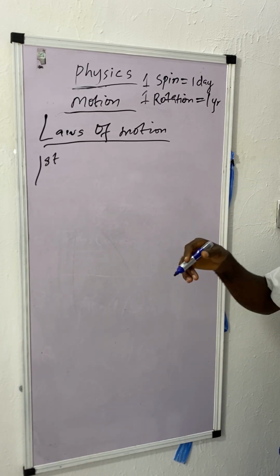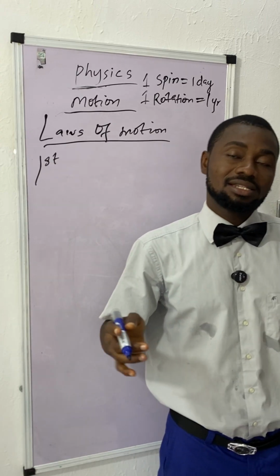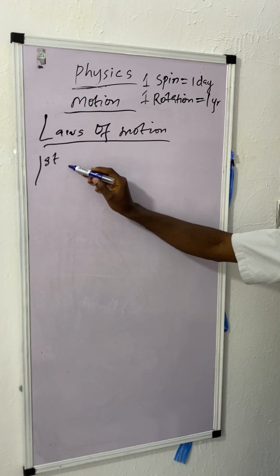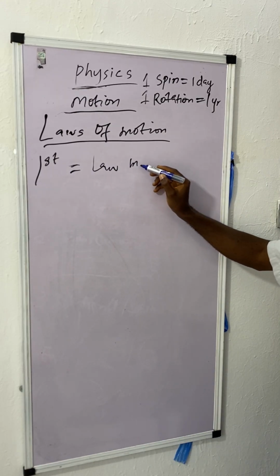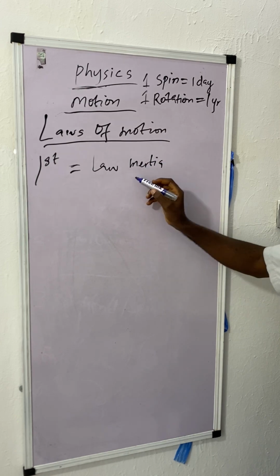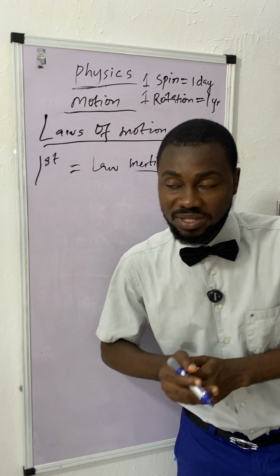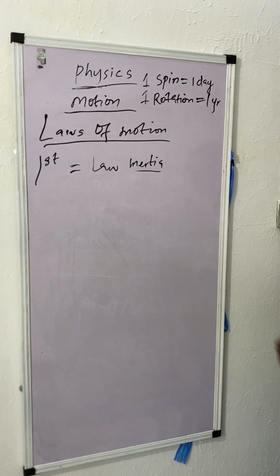That force can be internal or external. So I will continue to remain at rest unless a force acts on me. This is also known as the law of inertia. And what is inertia? Inertia is the resisting force. It's a force that keeps a body at rest.